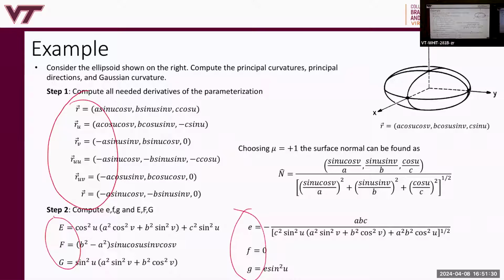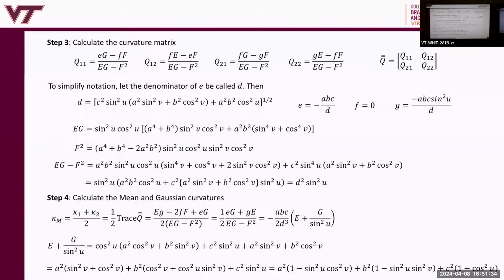So we still need E, F, and G at this point. Now we go here. Step 3 is to calculate the curvature matrix. So we have E, F, and G. We calculate Q11, Q12, Q21, and Q22 and form the matrix, right? Now we need to calculate what these entries are.